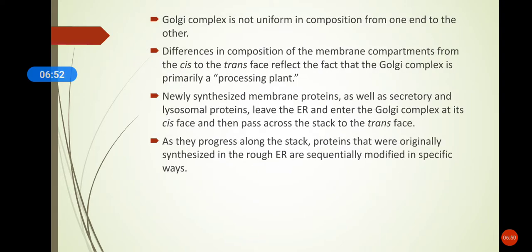The Golgi complex does not have a uniform composition throughout, from the start to the end. There is a difference in the composition of the membrane compartments from cis to trans, and this reflects the fact that the Golgi complex is a processing plant.